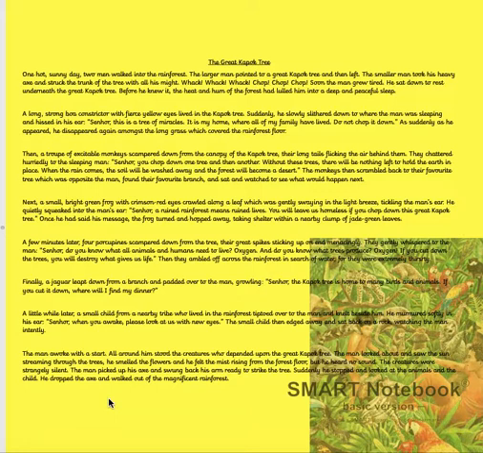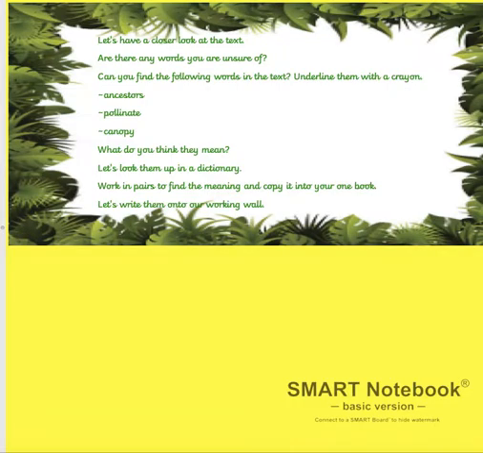Okay, so that's our model text we're going to be basing our writing on. So it's a slightly shorter version of the story. Some of the animals have been removed just to make it easier for us to work with. Right, so the first job we have to do this morning is have a closer look at the text and find out any words you're unsure of.